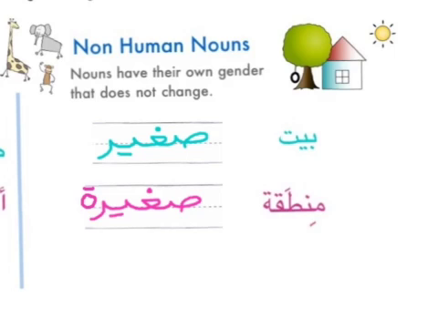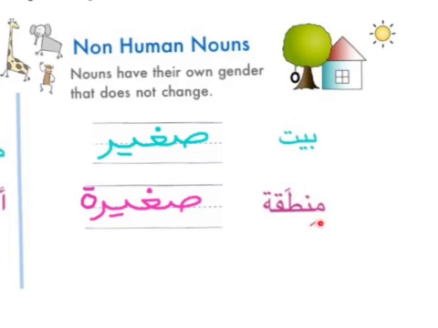As for non-human nouns, they have their own gender that does not change. Like Bait, house. Bait is a masculine noun, and there's no feminine counterpart, so the adjective is always masculine. Bait صغير, a small house. If you want to say a big house, you'd say Bait كبير. Notice there is no تا مربوطة because the noun is in itself masculine.